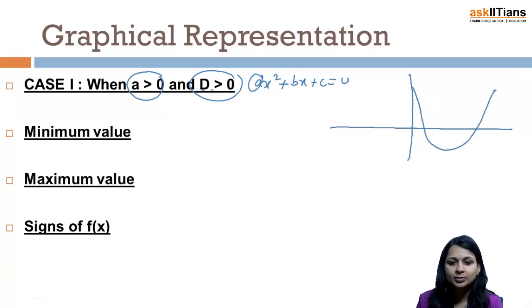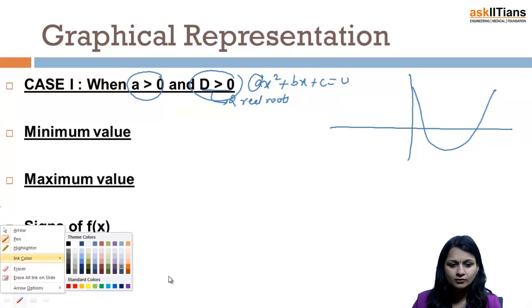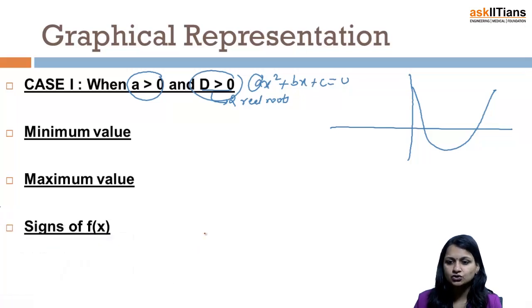You can see that discriminant D is greater than 0. That means it will have two real roots. If it is having two real roots, that means it should cross the x-axis 2 times. So here you can see, suppose this root is alpha and this root is beta. Now here this represents the value of x and here this represents y, or I can say f(x), where f(x) is ax² + bx + c.